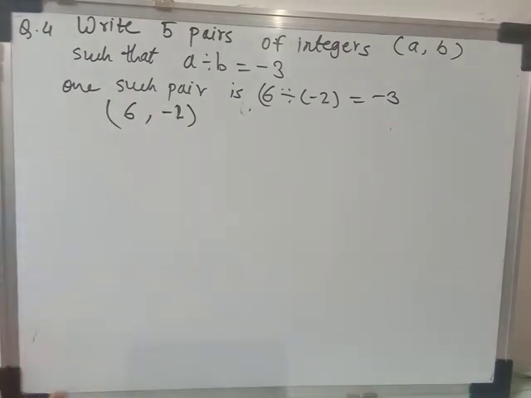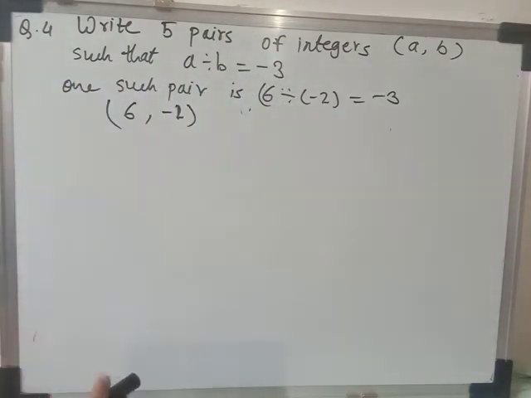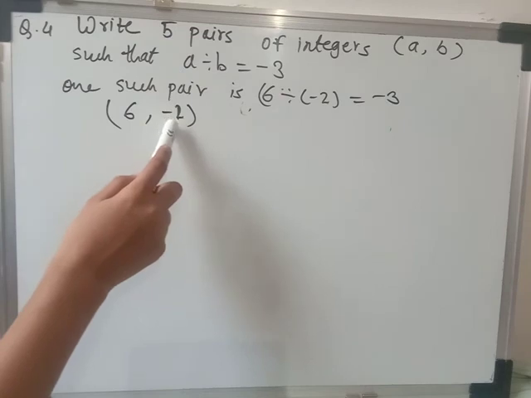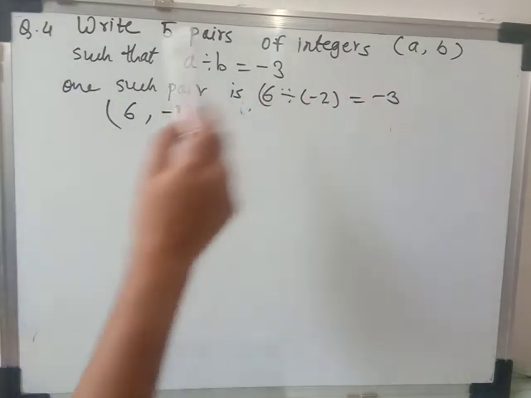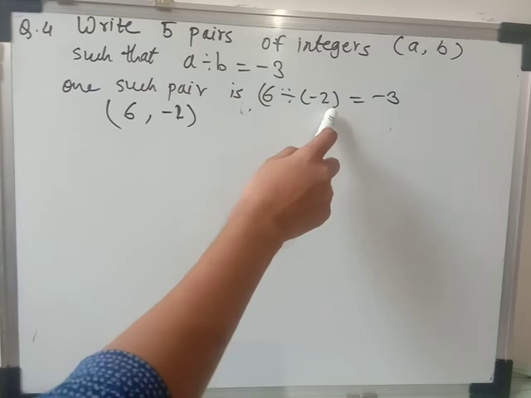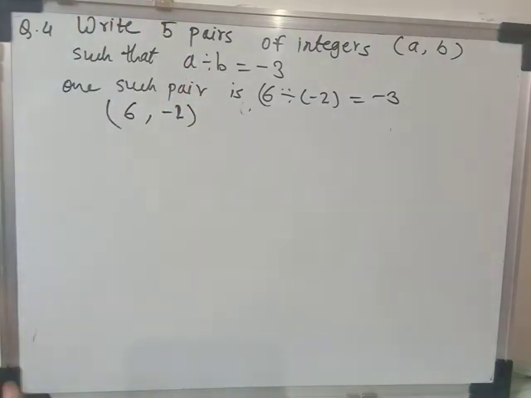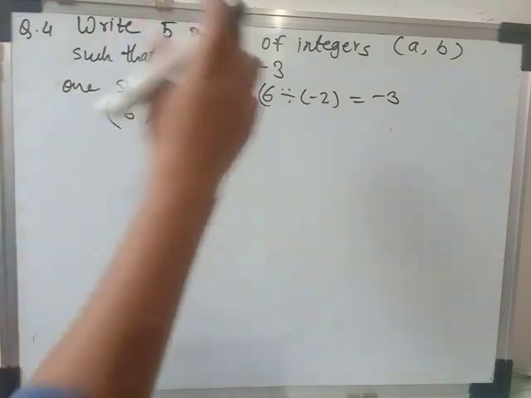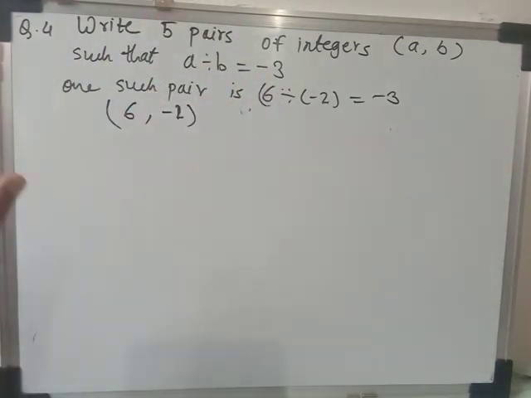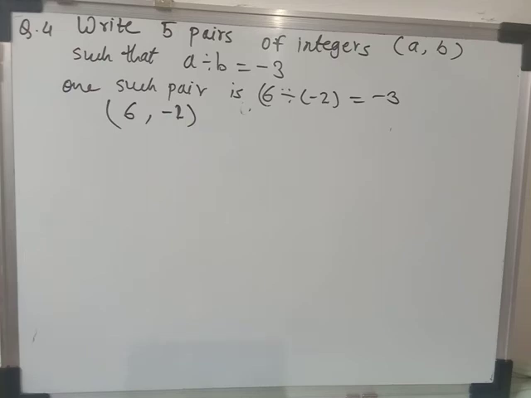What they are saying is that we have to find 5 pairs of integers whose quotient should be -3. Whatever integers we take, their quotient should become -3 only, and they have solved one example. So 6 and -2 is one such pair. If we divide them, we get -3, because 2 3s are 6. So this is one pair. In this way we have to find 5 such pairs where the quotient is -3. So we have to think which two integers we take so that if we divide them, we get -3. Here you have to remember their signs, and how you are dividing, that you also have to remember.